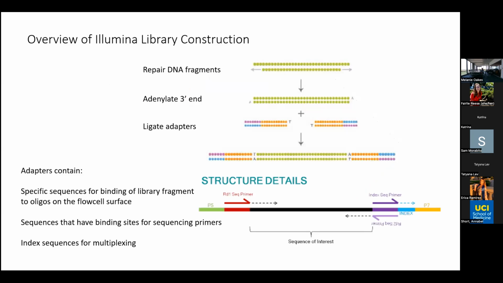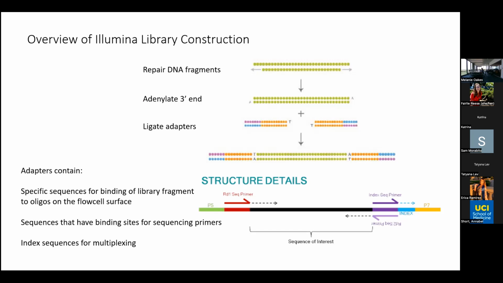If we're starting with the RNA, then we're going to make cDNA first. So looking at the DNA fragments, we do a repair and then do what we call an A-tailing, where we'll adenylate the 3' end. Typically, we're ligating on adapters. The adapter has a free T, which makes the ligation much more efficient. And then we have a library that's got an insert with these adapter sequences. So what are these adapter sequences? They have specific sequences for binding this fragment to the flow cell. They also have binding sites for primers, and they also have indexes.